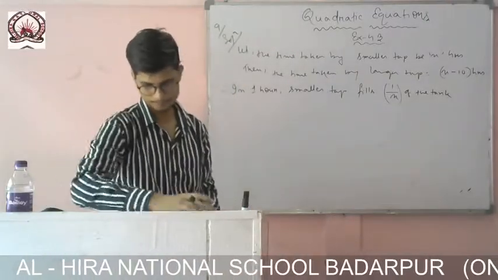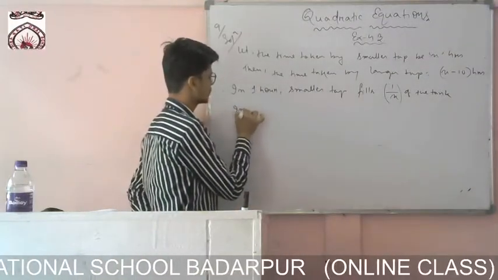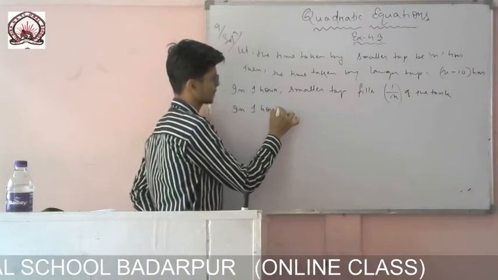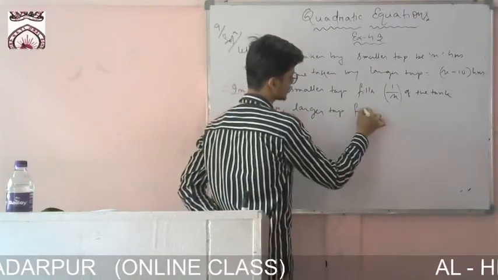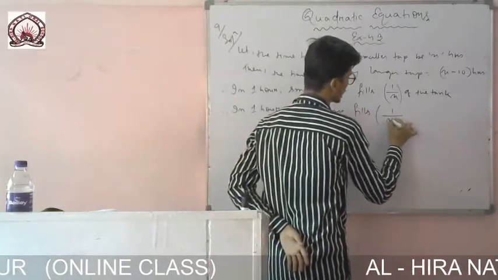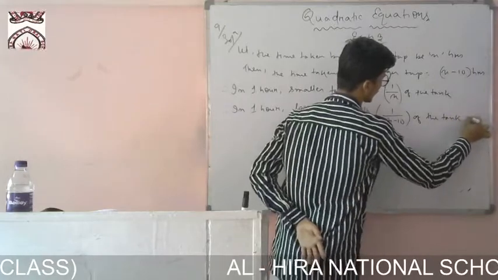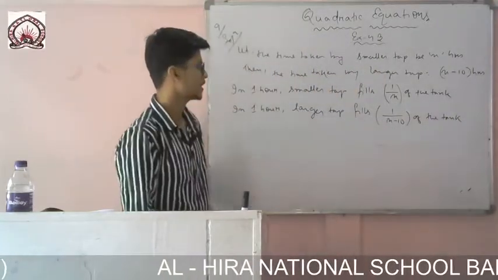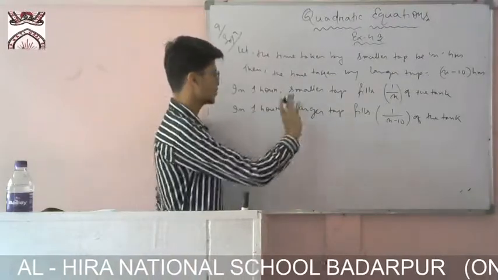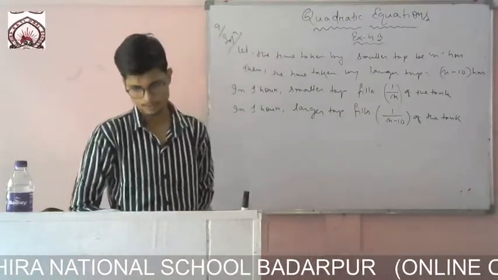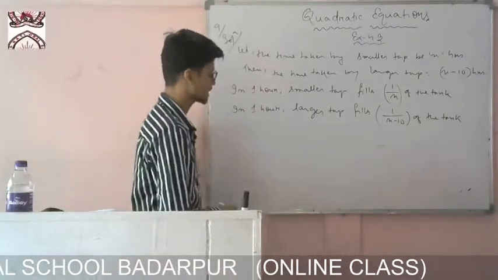In the same way, in 1 hour the larger tap fills 1 by x minus 10 of the tank. In 1 hour the larger tap fills 1 by x minus 10 of the tank. So we have got the 1 hour work of both. Now you see, let me find in 1 hour together how much they can do.